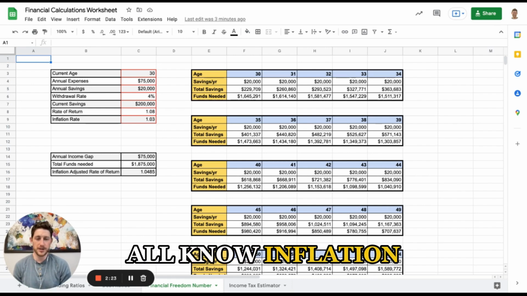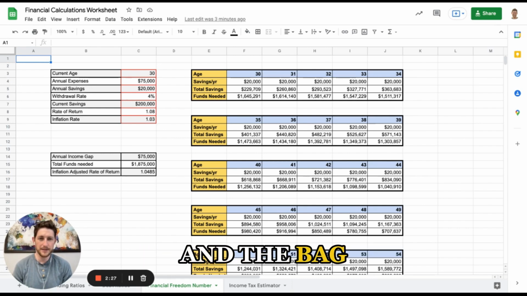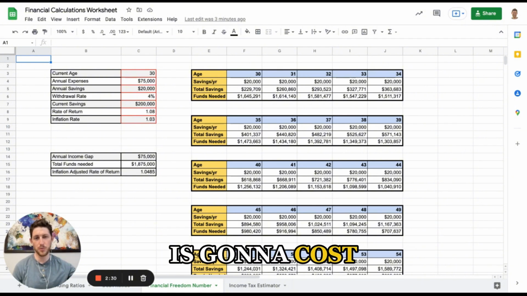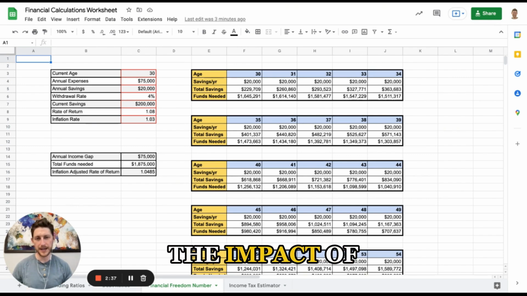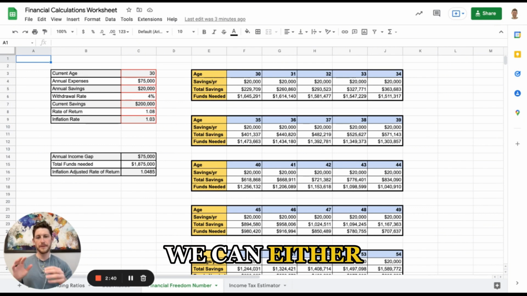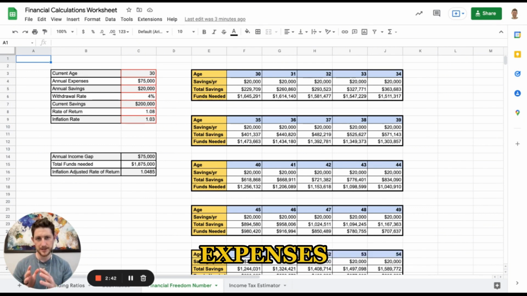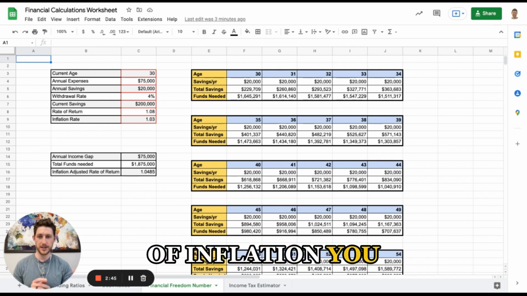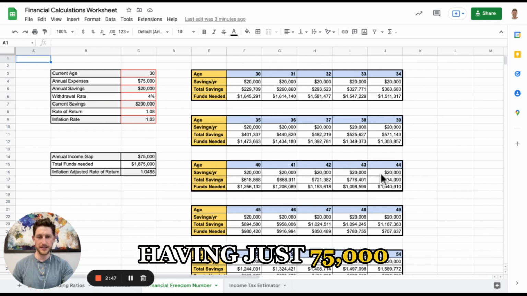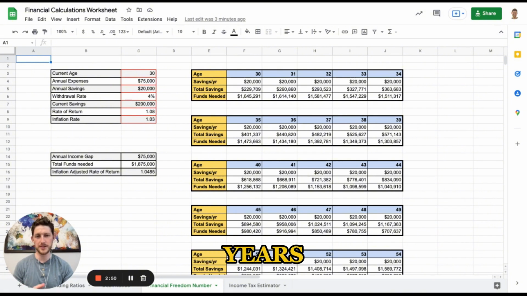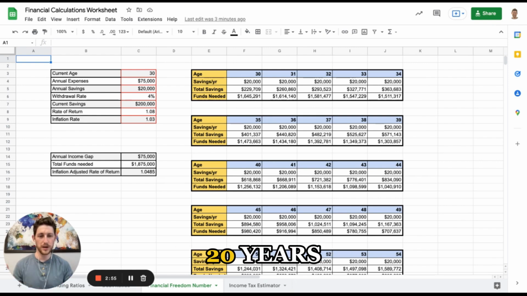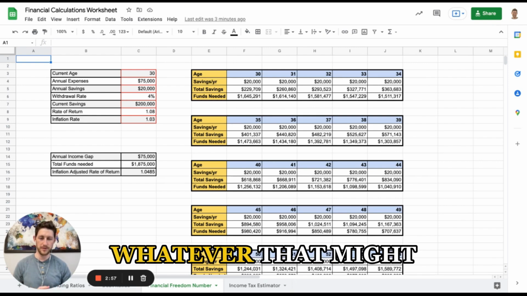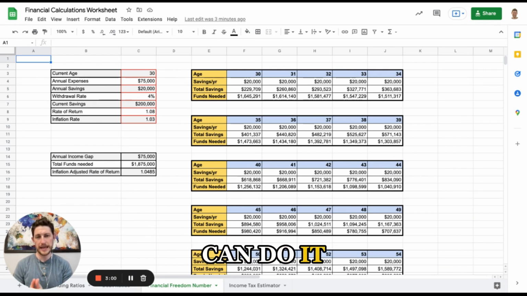Obviously we all know inflation is a thing, and the bag of Cheetos that we buy today is going to cost more money in the future, when we're retired. So if we want to account for the impact of inflation, we can increase our annual expenses by the rate of inflation. Instead of having just 75,000 and saying I'm going to spend 75,000 in 20 years, we would actually increase it by the rate of inflation each year. So in 20 years, we're spending 125,000, whatever that might be. So you can do it that way.